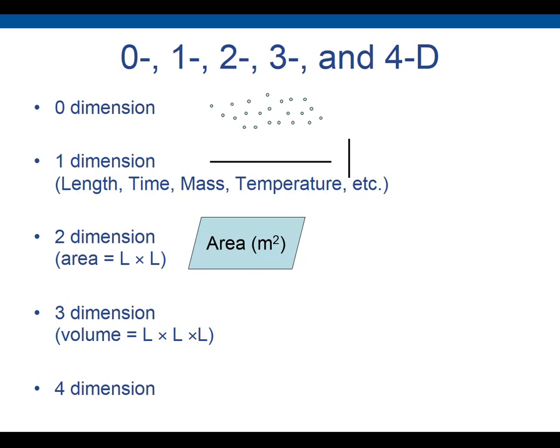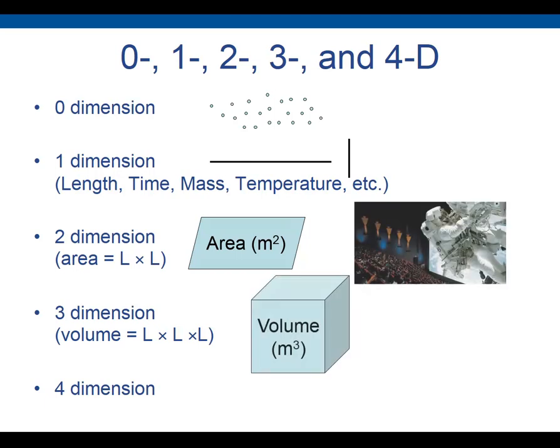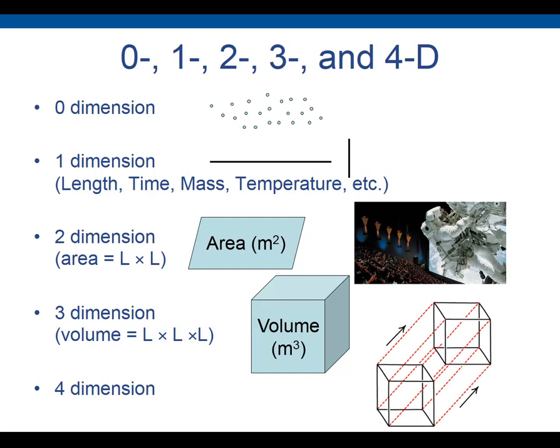How about 3 dimension? 3 dimension is volume, right? Width times length times height. So there is L cubed. Okay, 4 dimension. Oh, it's really harder to define the 4 dimension. But let's say we have a 3D, which means volume, and there is time or some other dimension involved, then we call it 4 dimensions.